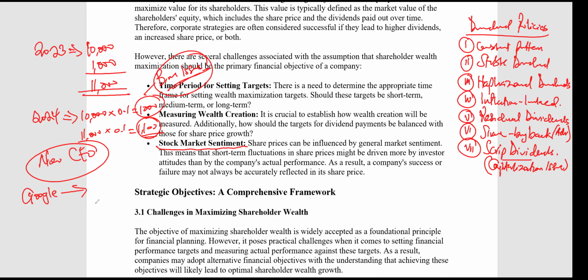Yes, because people are driven by market sentiment, the news on the market. So there are some particular triggers that can affect the way a company is structured or the company's wealth. It's not always the case. These are some of the things that, in exam, when they ask you to criticize, you can criticize. As a result, a company's success or failure may not always be accurately reflected in its share price. So for total shareholder return, these are likely its disadvantages: dividend policy, measuring wealth creation, the time period for certain targets, and stock market sentiment. That's why I'm explaining it so that you write it in your own words.